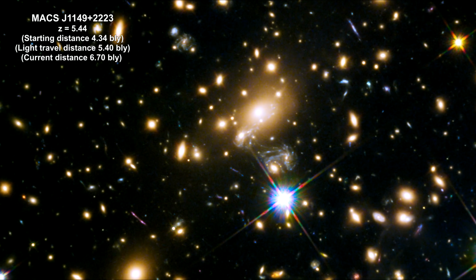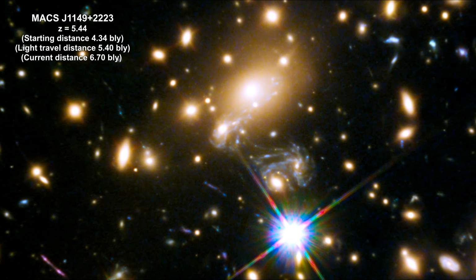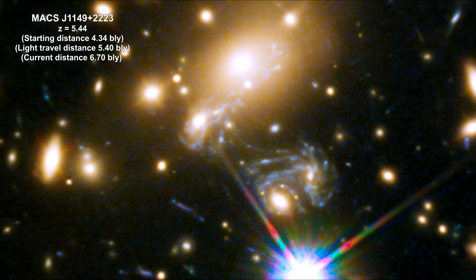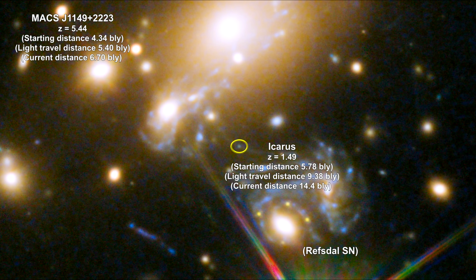Here's MAX J1149, a foreground galaxy cluster 5 billion light-years away. We used this lens when we covered the Refsdal supernova. Here we lensed the single star nicknamed Icarus in a galaxy 9 billion light-years away.